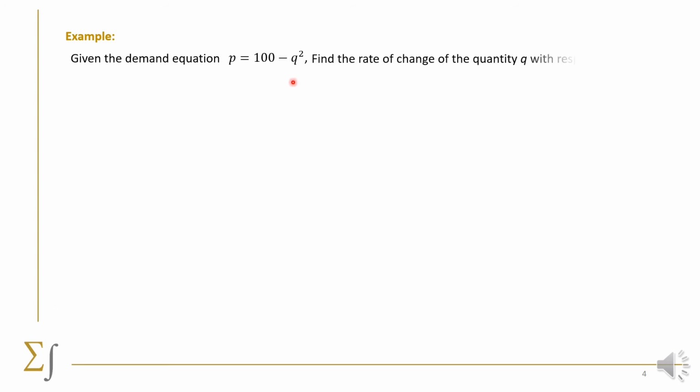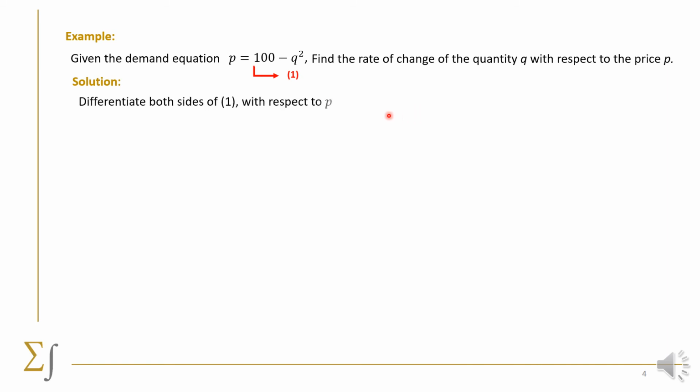Okay, everybody, let's see the following application where we are given the demand equation to be P equals 100 minus Q squared. This is quite simple, and we're asked to find the rate of change of the quantity Q with respect to the price P. We call this equation 1 so that we differentiate both sides with respect to P because we are asked to find the rate of change of quantity with respect to price. So we start our solution differentiating both sides of equation 1 with respect to P.